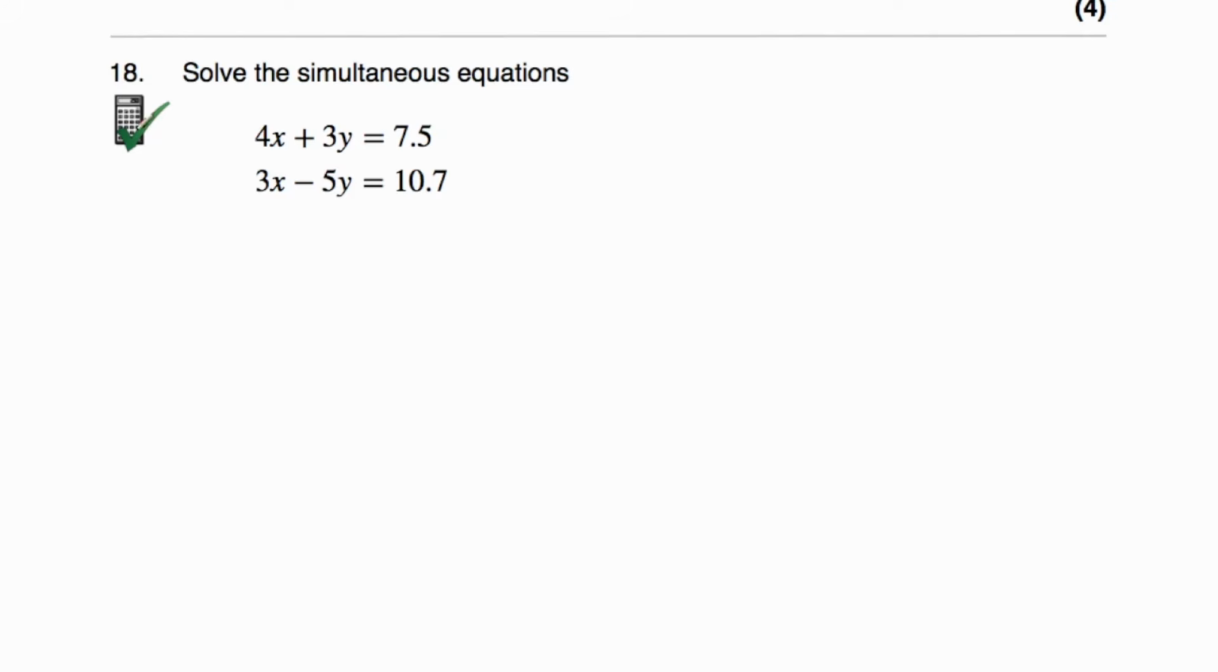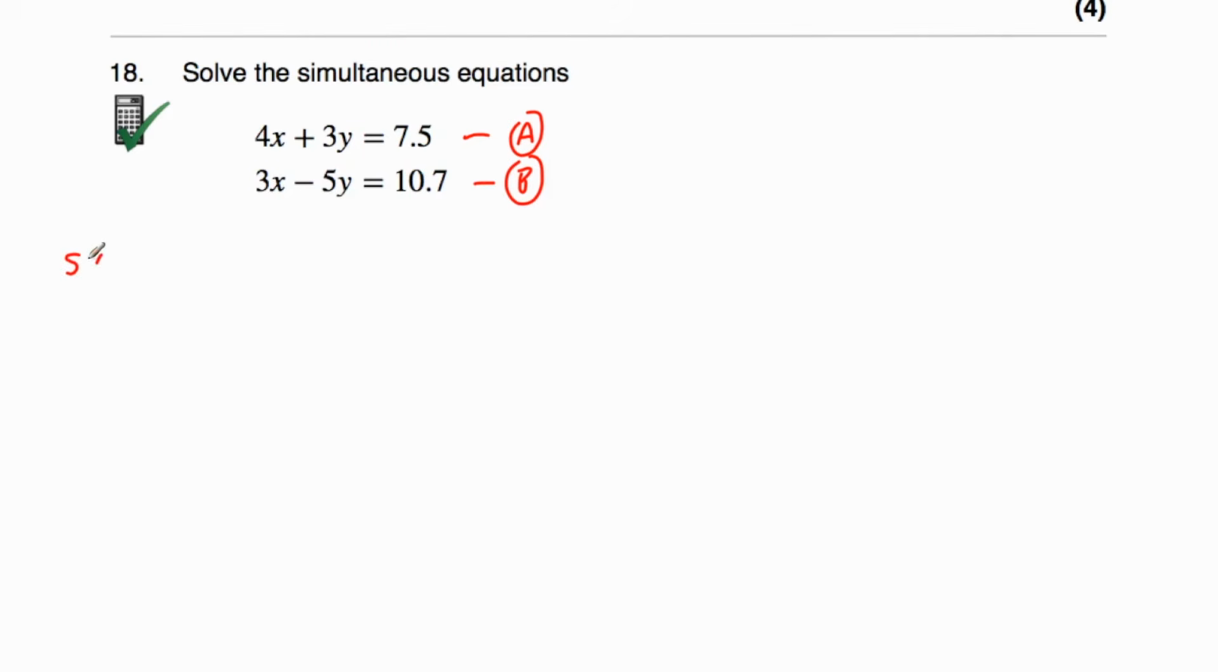So question number 18, it's a calculator question, and we've been asked to solve the simultaneous equations 4x plus 3y equals 7.5 and 3x minus 5y is equal to 10.7. And let's label our equations A and equation B. Now here, if we look at the x's or y's, I'm going to cancel out the y's, so I'm going to multiply equation A by 5 and equation B by 3. And that'll give me 15y and minus 15y, and then I can add those answers together.